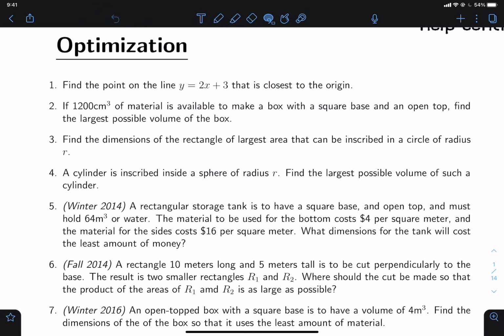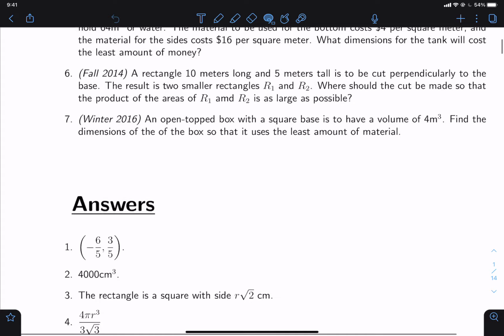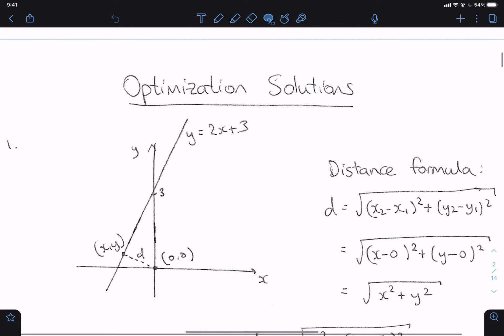Okay, so start with the first question here. Find the point on the line y equal to 2x plus 3 that is closest to the origin. First question here.